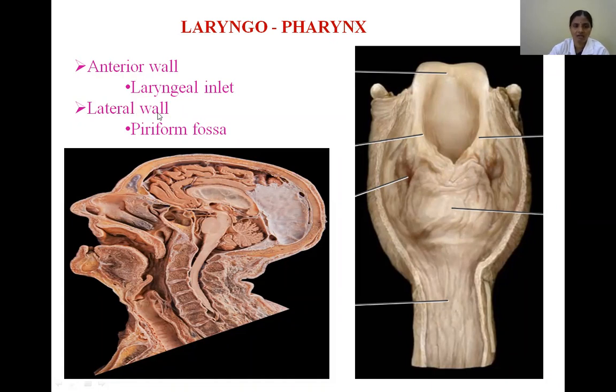Then what about the lateral wall? On the lateral wall of the laryngopharynx, there is again a depressed area on either side of this laryngeal inlet, which is known as the pyriform fossa. So what are the boundaries of the pyriform fossa? Medially, it is limited by the thyroid lamina.